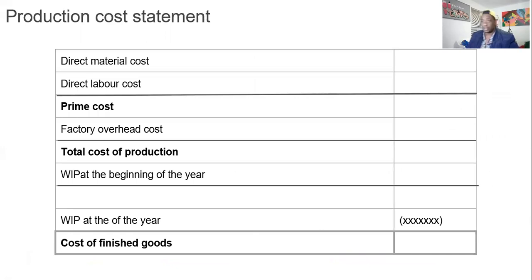This is a very common question, where they ask you to prepare a production cost statement. You would start with the direct material cost, which is sometimes also called the raw material cost, and then add labor, then you'd get prime cost. Then after getting prime cost, you would add factory overhead, and prime cost plus factory overhead gives you the total cost of production.